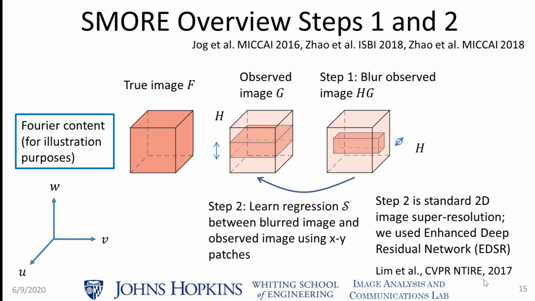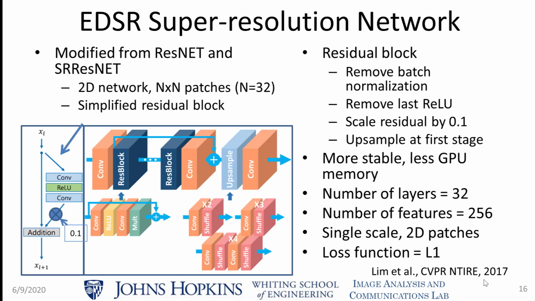In fact, we use the Enhanced Deep Residual Network, EDSR, that won the super resolution contest at CVPR in 2017. We have some modifications. This is the basic network, but our modifications involve optimizing the patch size for our application. We removed batch normalization, removed the last ReLU, scaled the residual by a factor of 1/10, and our upsampling is not taken during the algorithm, but is done at the very beginning. So we're actually operating on full digital high resolution data from the very beginning. After some more optimizations, we found this works very effectively.